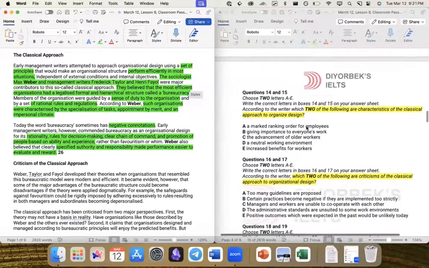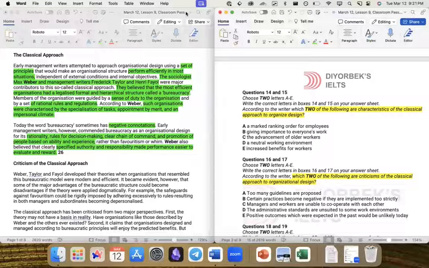Xo'p, endi mana bu javoblarga qarasak, organization design characteristics nima bo'lgan? Marked ranking order for employees, giving importance to everyone's work, the advancements of older workers, neutral working environment, increased benefits for workers. Bitta javob aniq topsak bo'ladi. Neutral working environment desak, javob to'g'rimi, to'g'ri emasmi mana shu javob? Nima uchun? Qaysi joydan mana shu javob tanlasak bo'ladi?